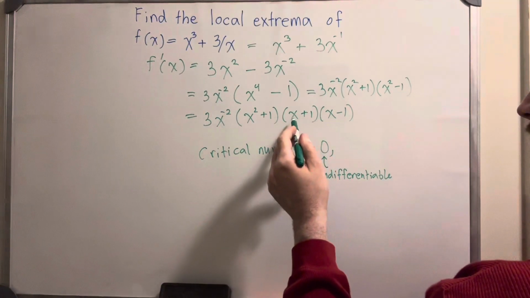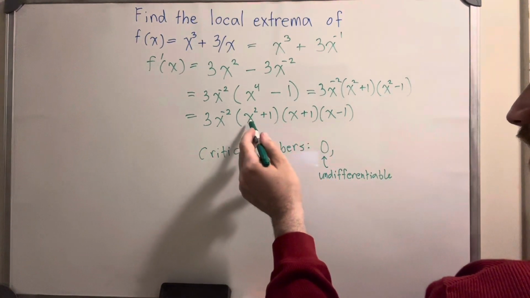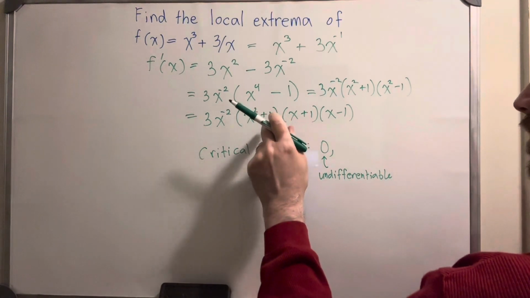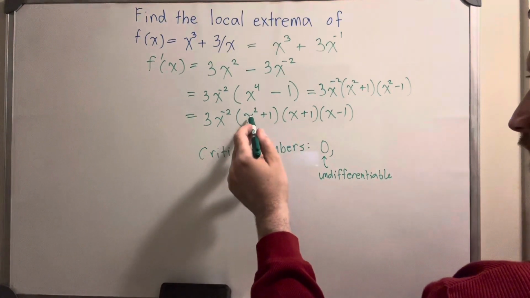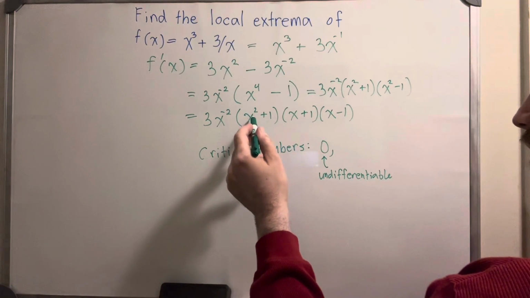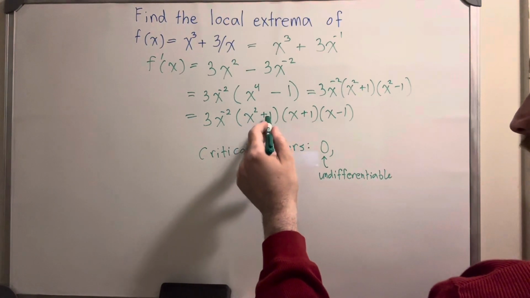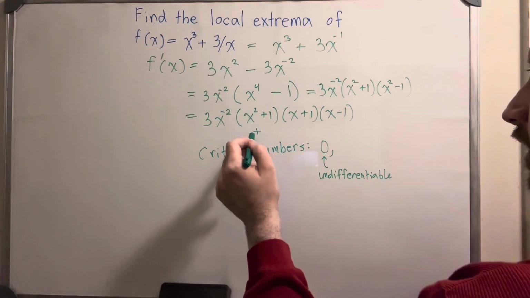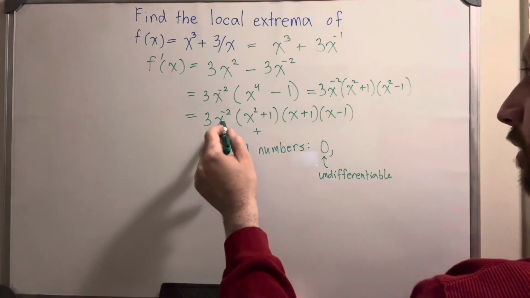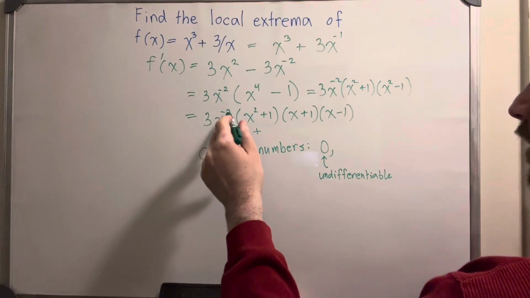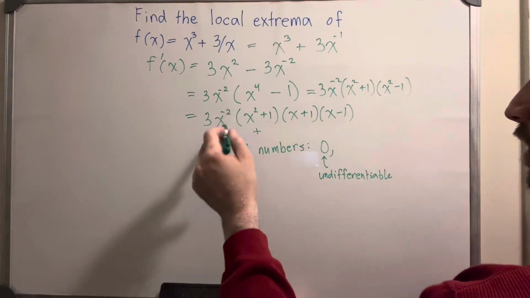How about these? How about this? Can this factor ever be 0? No, because x squared is always positive or 0. And if you add 1, this is always going to be positive. I can put a positive right here. This is also going to be positive when it's not 0 because 3 over x squared, well, the x squared is always going to be positive.